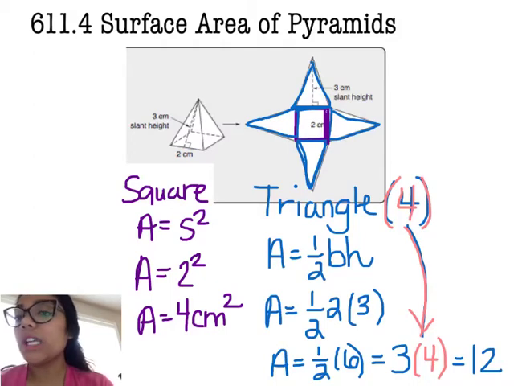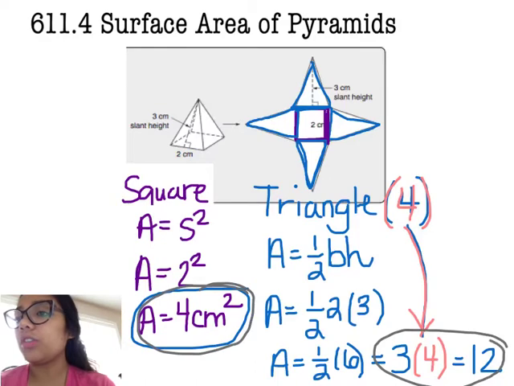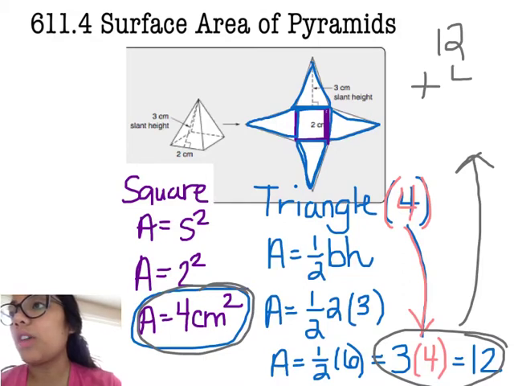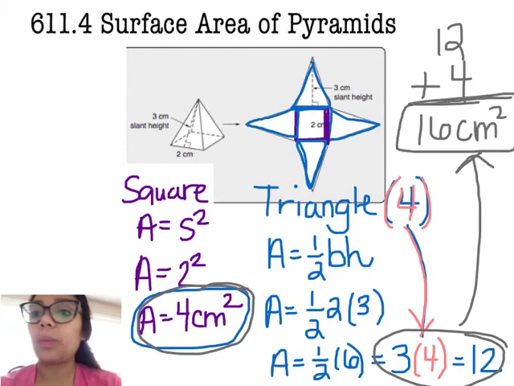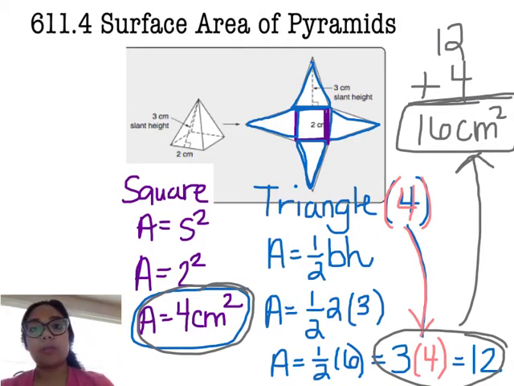No. My last step, I need to add them together. So I have 4 square centimeters and 12 square centimeters. So 4 plus 12, which I can do in my head, but I'm going to go ahead and show my work, because I like to do that. 12 plus 4 is 16, so my surface area is 16 square centimeters. Okay, so that was a square pyramid.